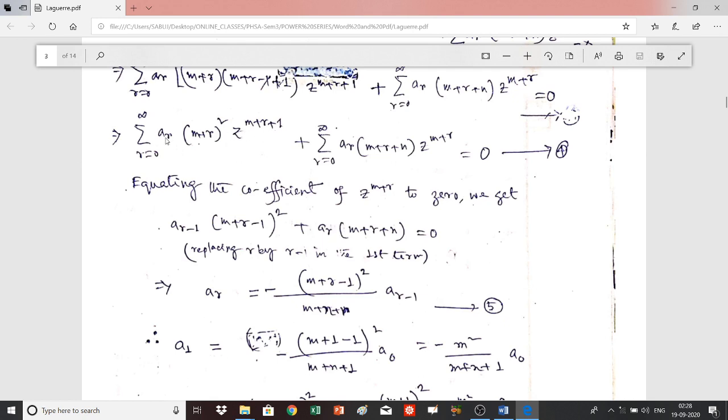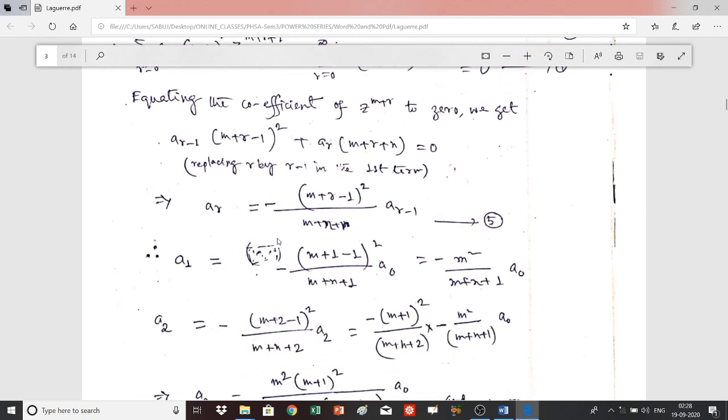Then you will have from here a(r-1), then (m+r-1) square, and from here a(r)[(m+r)+n], that is equal to 0. That is, in the first term r is replaced by r-1. So from here you can calculate that this ar is equal to minus (m+r-1) whole square by (m+n+r) a(r-1). This is equation 5.